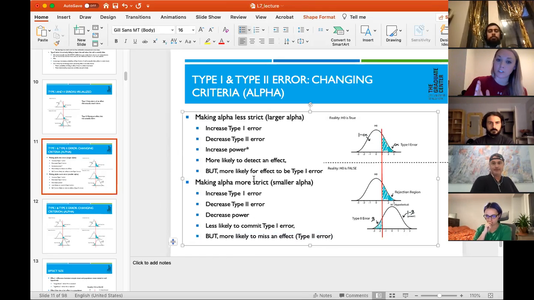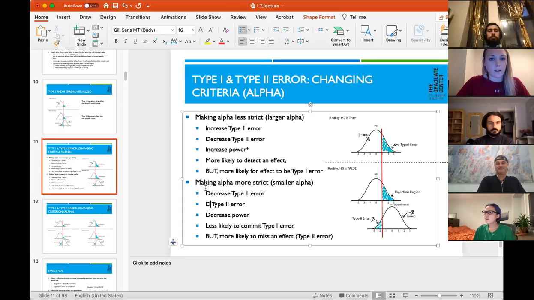If you make alpha more strict, you increase your, no, really, I've really messed this up. Sorry, guys. I have to re-upload this PowerPoint. You increase, no, you decrease. Wait, you make alpha more strict, you have a smaller alpha. A smaller alpha, you increase type 2. There we go.